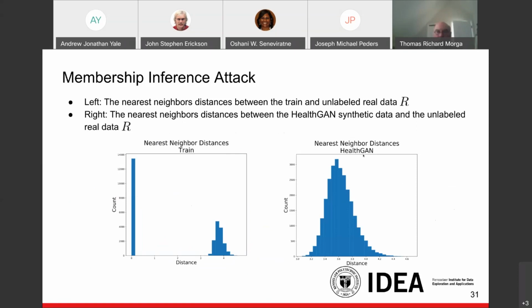With the HealthGAN generated synthetic data, we're not able to tell the difference. So you can see right here, plotting the distances, there's no distinguishable difference between the training and the testing data.